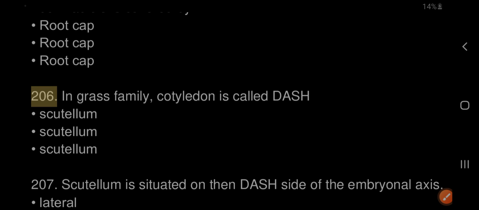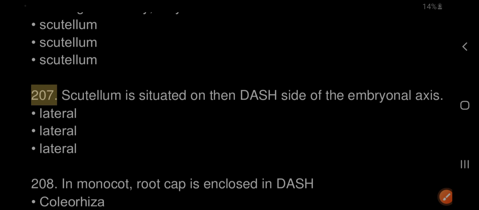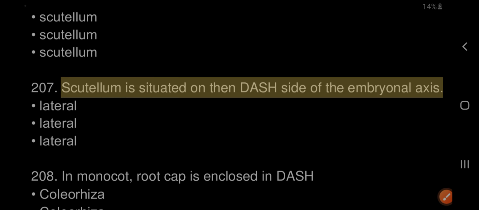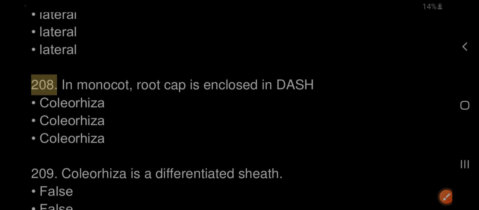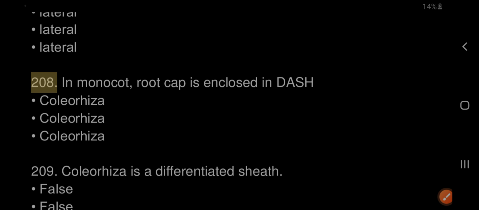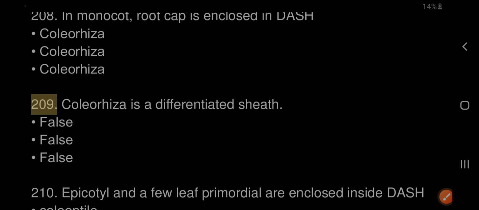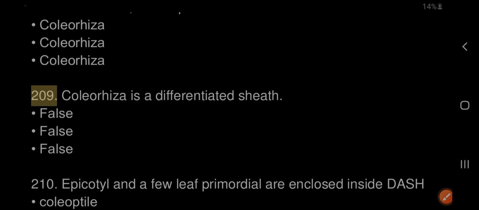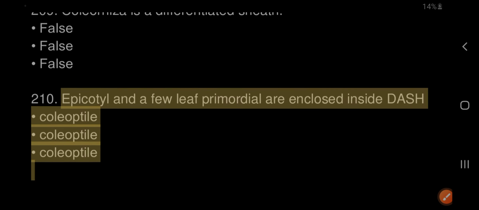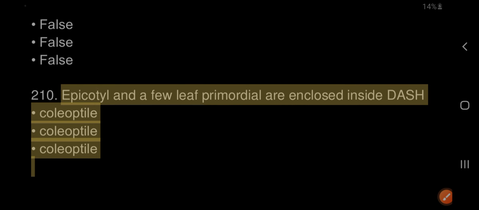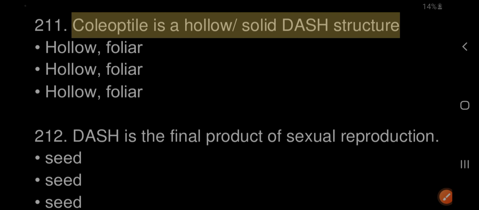207. Scutellum is situated on the lateral side of the embryonal axis. 208. In monocot, root cap is enclosed in coleorhiza. 209. Coleorhiza is a differentiated sheath. False. 210. Epicotyl and a few leaf primordia are enclosed inside coleoptile. 211. Coleoptile is a hollow, foliar structure.